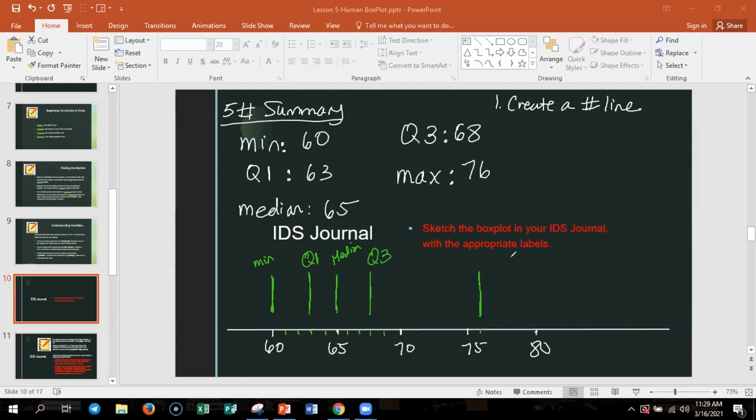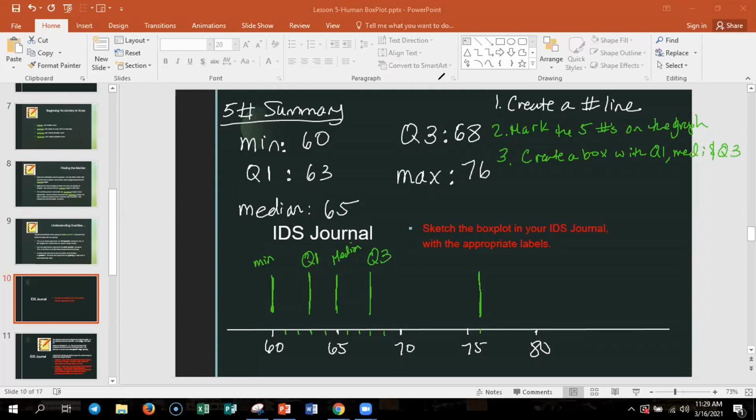So you're like, Ms. K, this does not look like a box at all. What the heck are you doing? Okay, so what you want to do is mark the 5 numbers on the graph. Then you want to create a box using Q1, the median, and Q3. So create a box with Q1, the median, and Q3.